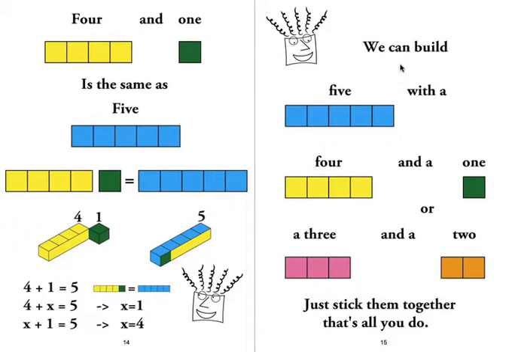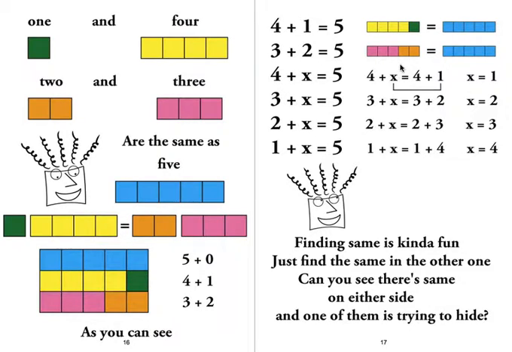We can build 5 with a 4 and a 1, or a 3 and a 2. Just stick them together. That's all you do. 1 and 4 and 2 and 3 are the same as 5. And there's your combinations for 5, as you can see. 5 and 0, 4 and 1, and 3 and 2.